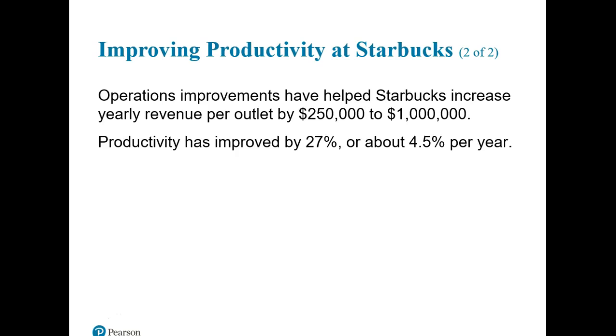So by redesigning a scooping motion and cutting 12 seconds off the hot espresso shot, the average transactions per hour increased to 11.7. So that's 11.7 more transactions per hour. A 46% increase in yearly volume by $250,000 to about $1 million. So the overall result was a 27% improvement in productivity and approximately 4.5% per year. In the service industry, a 4.5% per year increase is very, very tasty.